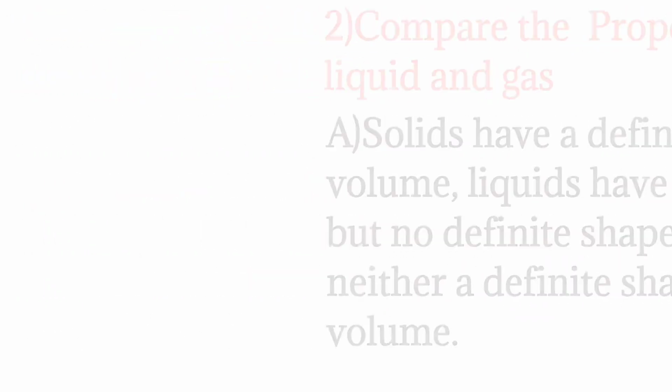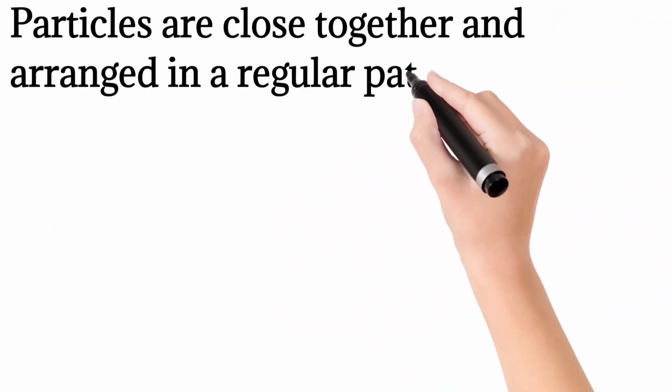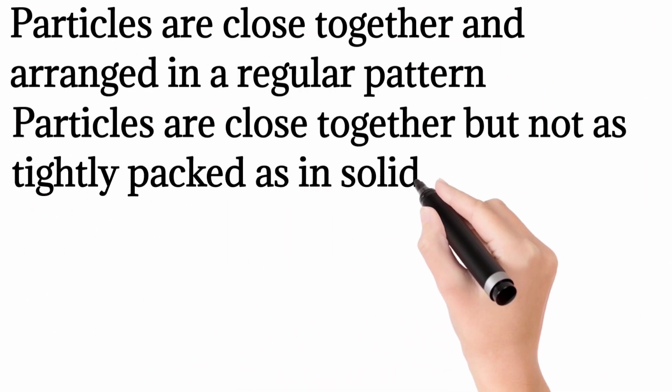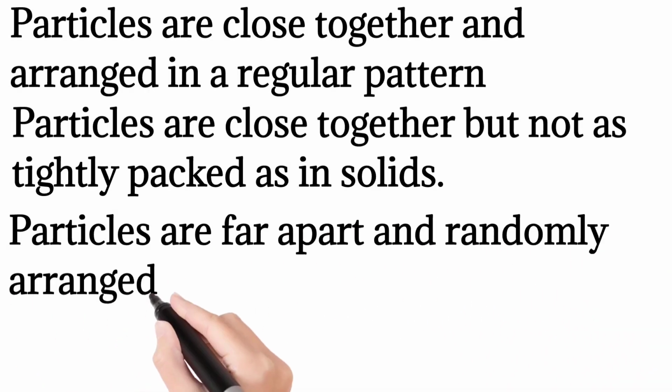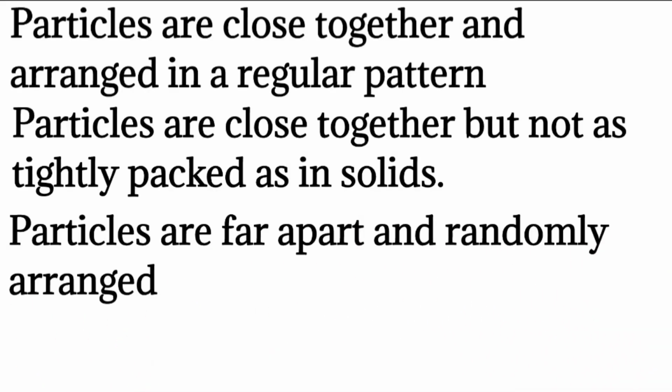The next one is particles. In solids, the particles are closely packed in a regular way. In liquids, the particles are also close but not as tightly packed as in solids. In gases, the particles are far apart. If you see the particle diagram, the particles are far apart and randomly arranged. They are here and there in gases. So you can draw the particle diagram here also. Draw the diagram, so you will get good marks.